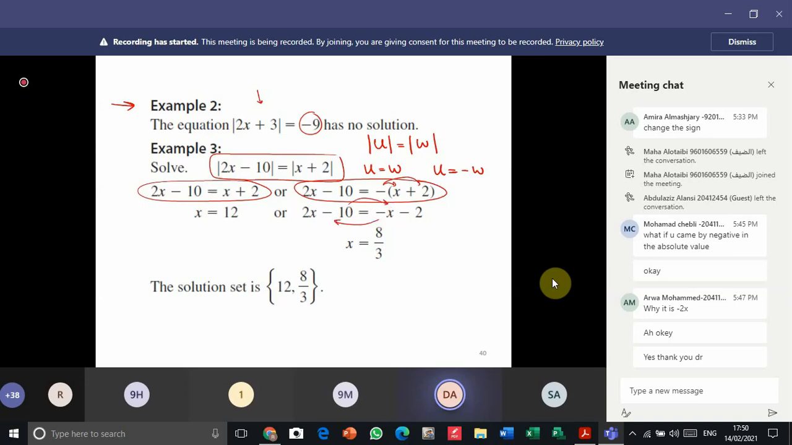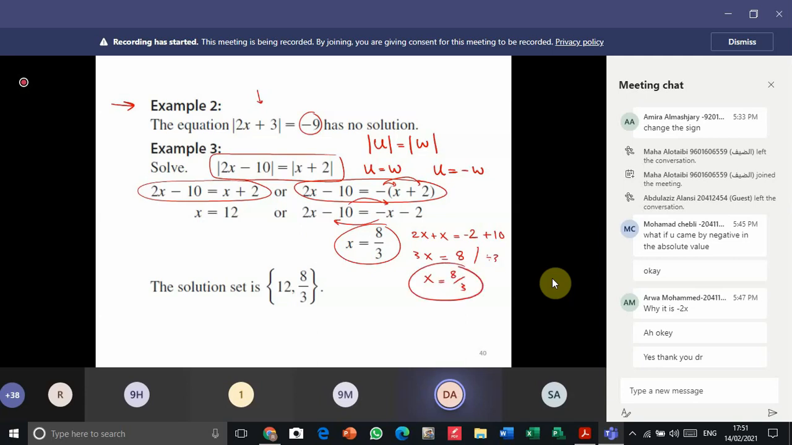Move the negative x to the left hand side. So we have 2x. Okay, the final solution: we have 2x plus x equal negative 2 plus 10. So we have 3x equal 8. By dividing by 3, we have x equal 8 over 3.